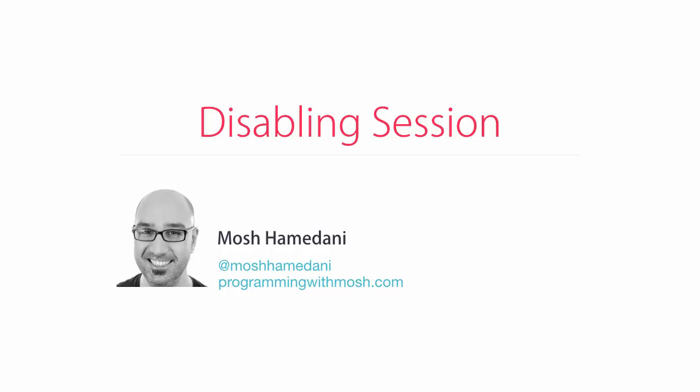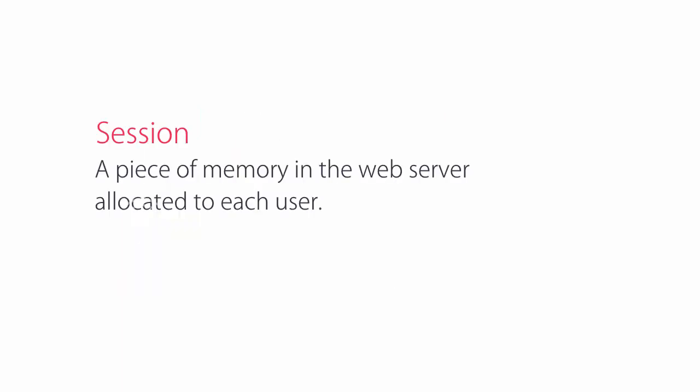And the last optimization technique I'm going to talk about in the application tier is disabling the session. I've not covered the session in the course because it's something you should really avoid. If you don't know what session is, it's basically a piece of memory in the web server allocated to each user. So we can use that to store temporary data during the user session. Now, what's wrong with using session?